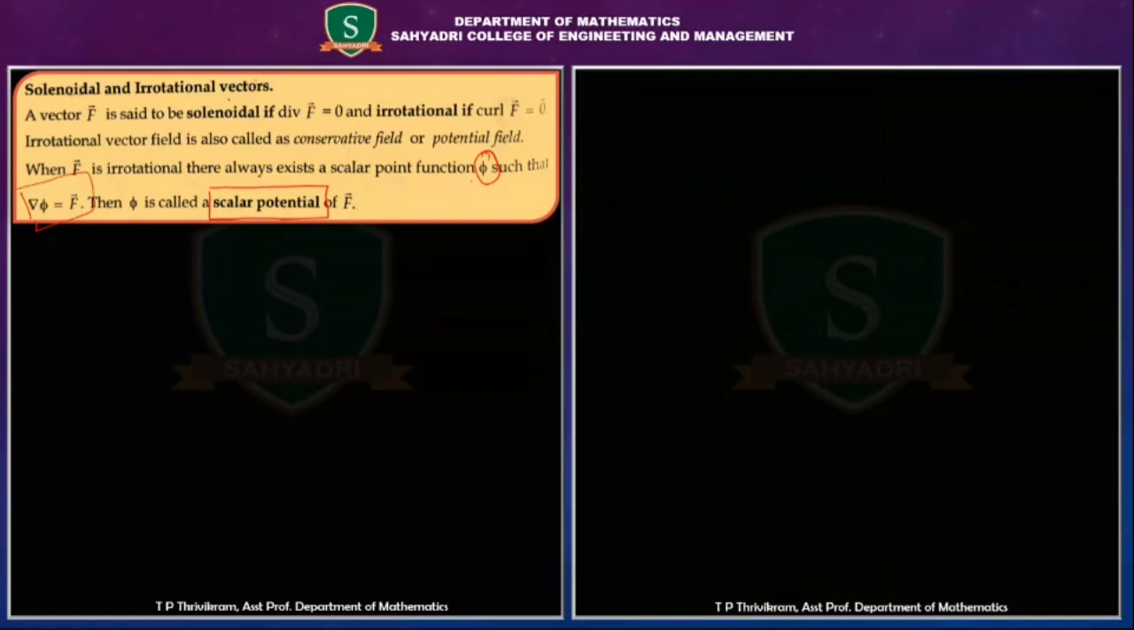So let us again repeat. A vector f is said to be solenoidal if the divergence of vector f is 0. So this is the definition of solenoidal. Similarly, if the curl of f is 0, then it is said to be an irrotational vector field and it is also called a conservative field or potential field. Suppose f is an irrotational field, then there exists a scalar point function phi such that f equals del phi. So we are going to do the problems based on this statement only.